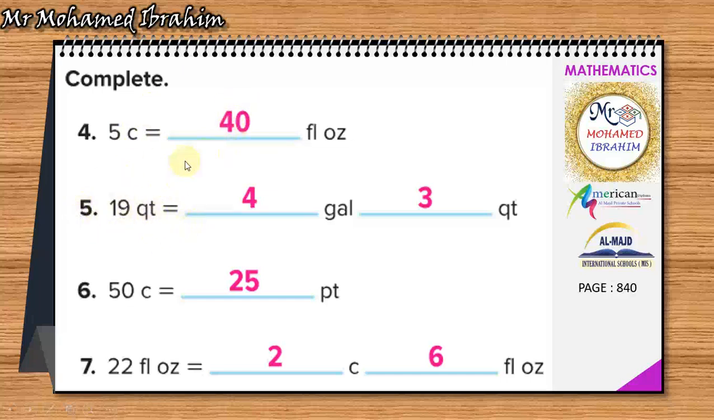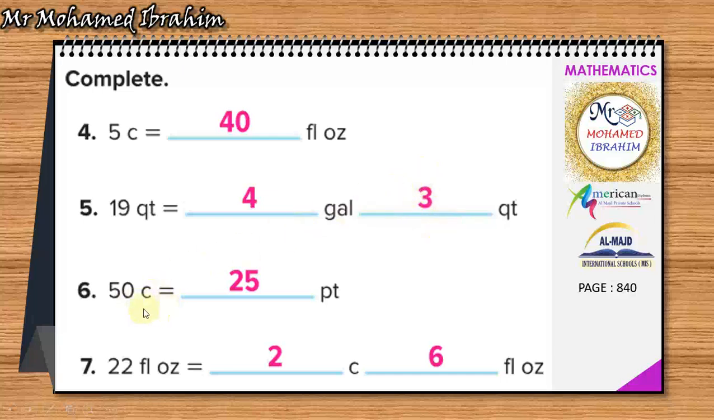19 quarts into gallons and quarts. Converting from quarts to gallons, smaller to greater, we divide. You know that each gallon contains 4 quarts, so divide 19 over 4. 19 over 4 gives you 4, because 4 times 4 is 16, and the remainder is 3 quarts.